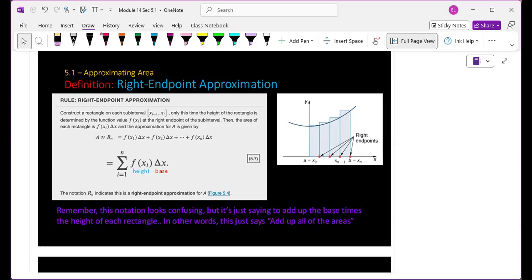All right, so fancy notation, but this introduces the Rn to be right endpoint approximation. So it's establishing a sequence of X numbers here, where X sub 0 is our starting value, X sub n is our ending value. And then there's a function value for each of the X's in there.